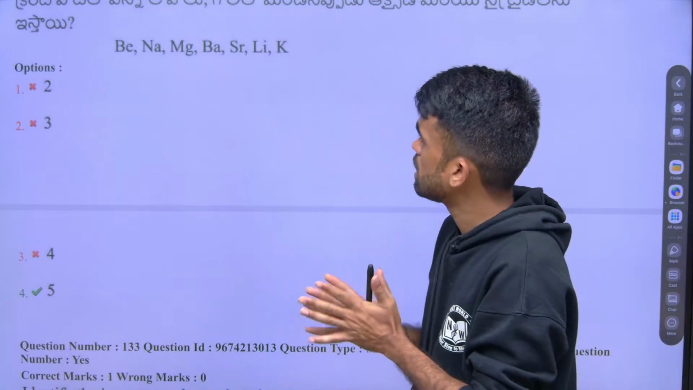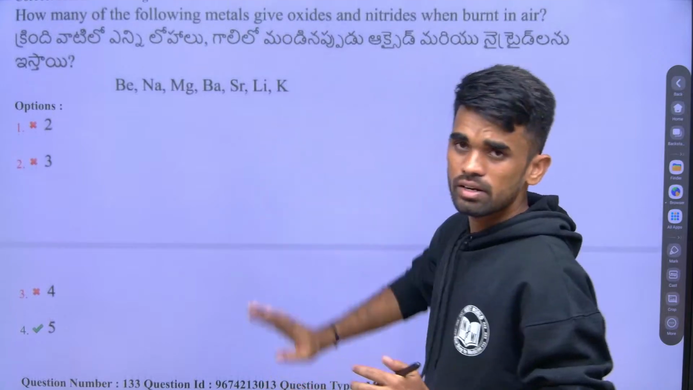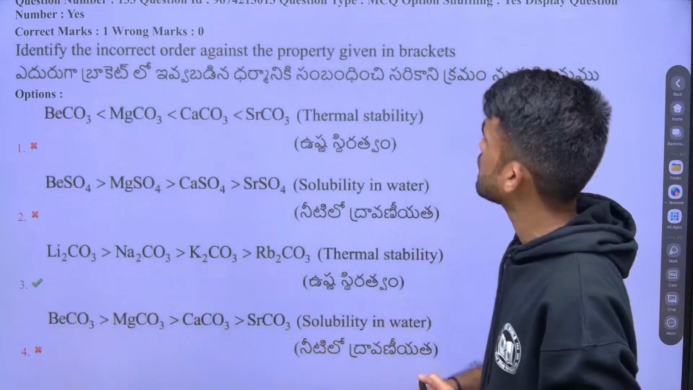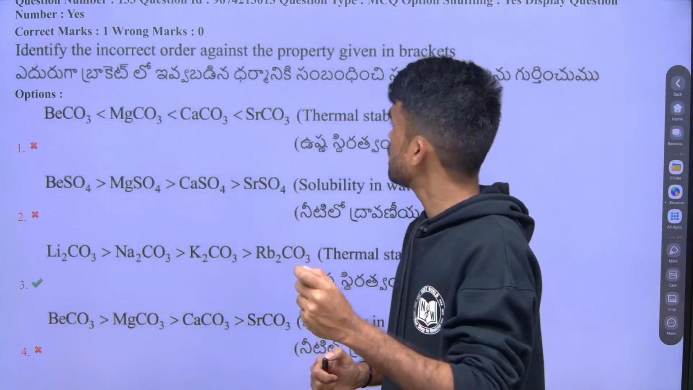So whether any changes are there, you can write in the comment box if you know, or otherwise we will discuss about this later. Okay. Then next, identify the correct or incorrect order again, the property given in the bracket.